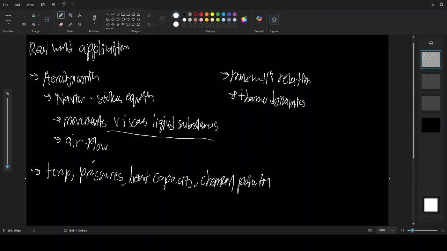And yes, that's about it. So the important part is it helps figure out the more dynamic stuff, because, since it's already mentioned in the names, aerodynamics and thermodynamics: temperature, pressures, heat capacity, chemical potential, the movement of viscous liquid substances using the Navier-Stokes equations, also helping with airflow, and lots of thermodynamics-related stuff.